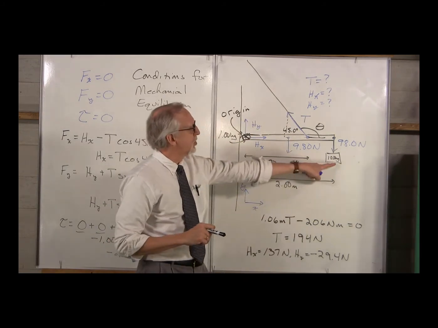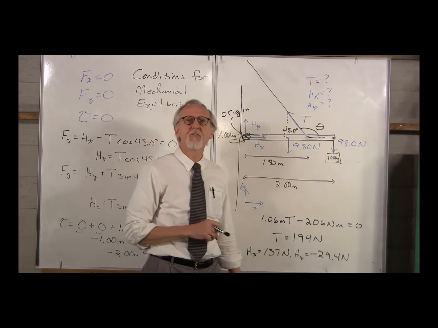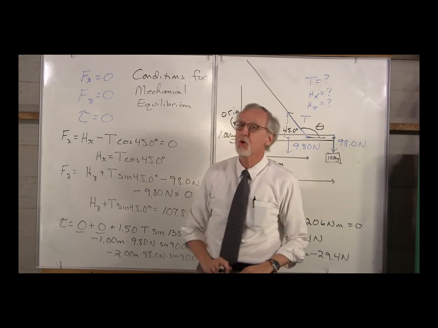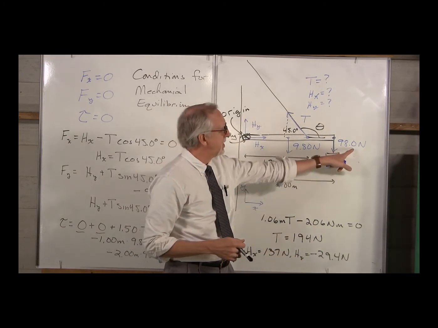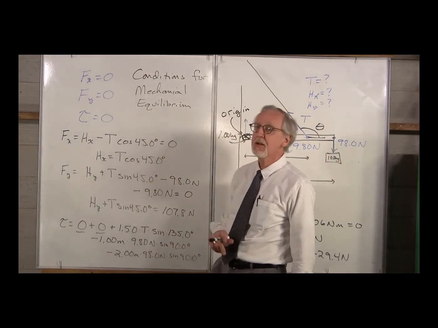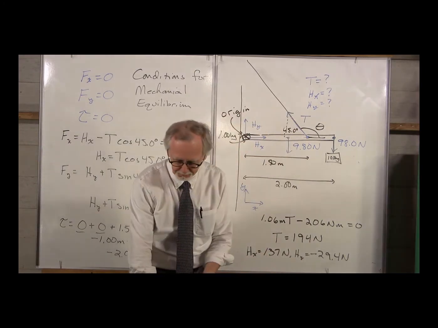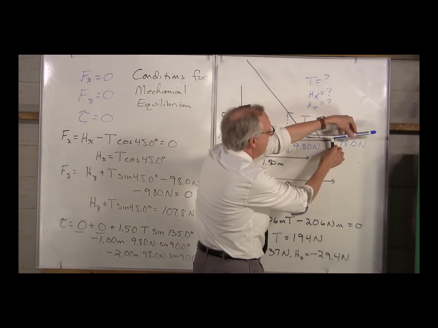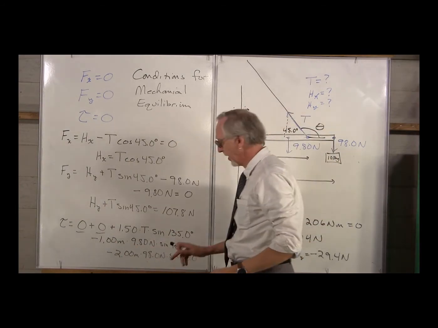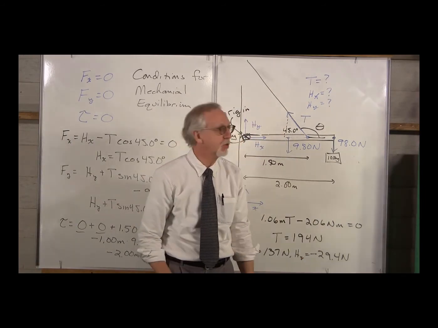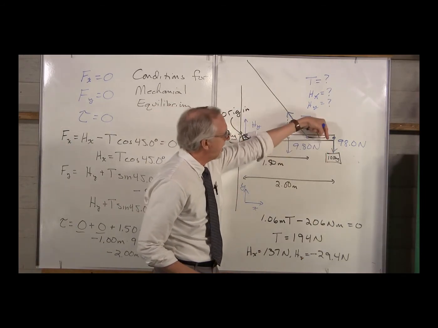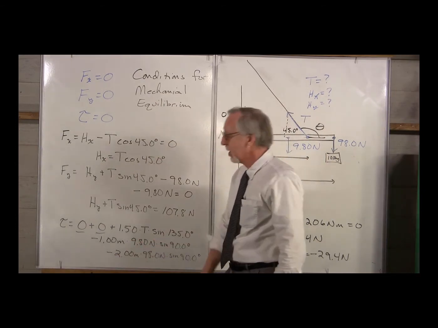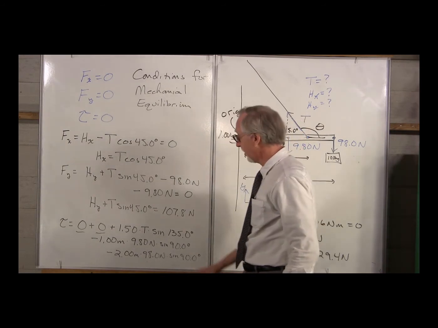Last torque, the torque due to the weight of the sign. What is R for the weight of the sign? Well, that's going to be 2 meters. What is F for the weight of the sign? 98 newtons. What is theta for the weight of the sign? Again, R, F, 90 degrees. So sine 90. Is it a positive or a negative torque? Again, the weight of the sign is tending to rotate the stick in a clockwise direction, so negative. There we go. Phew! That's a lot of torques.